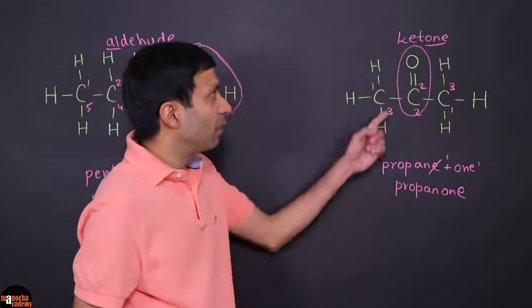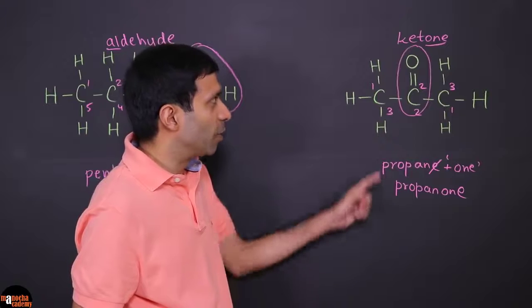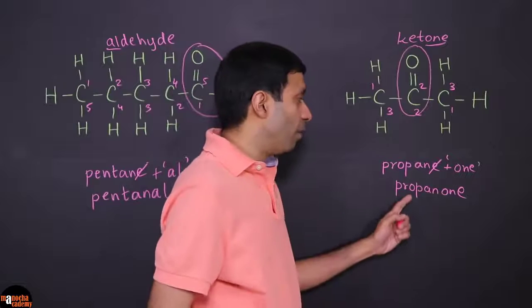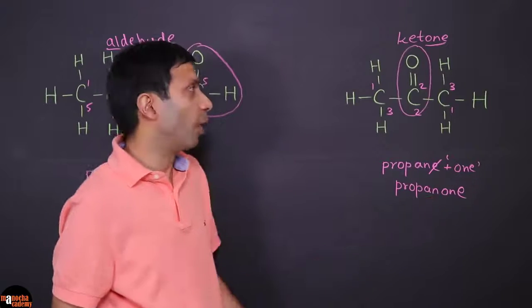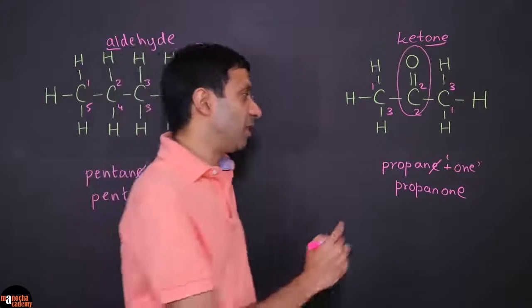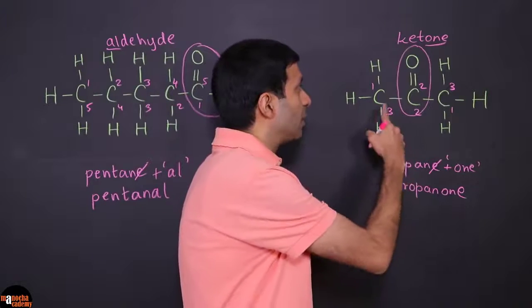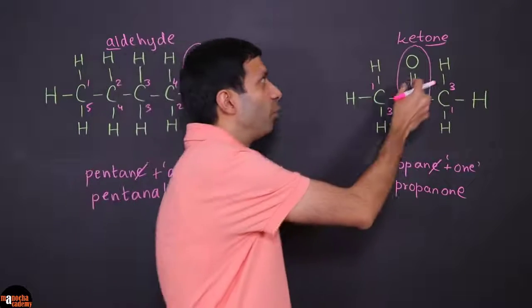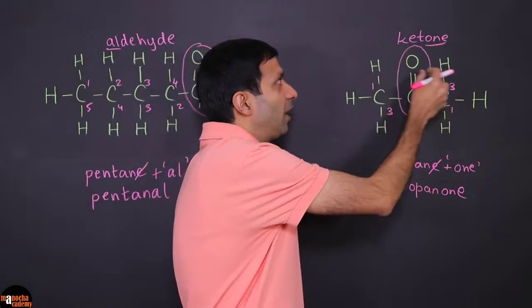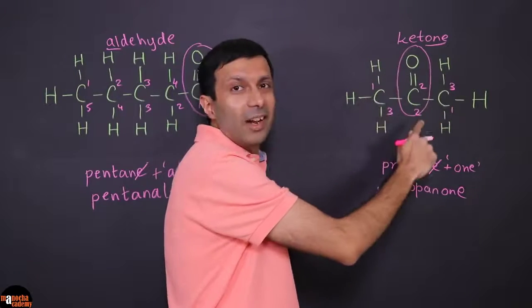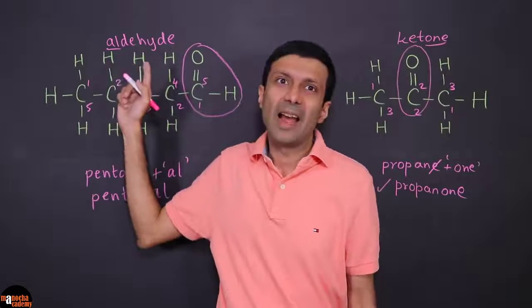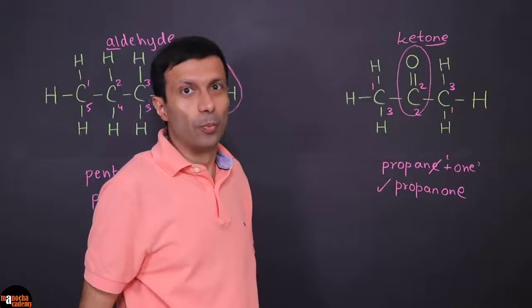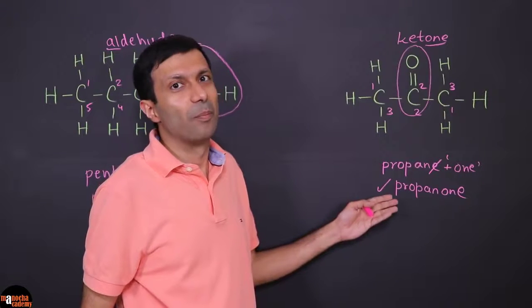Now you might be thinking we need to include the number also, right? Because the functional group is at position 2. So you might be thinking the name will be propan-2-one or 2-propanone. But no, the name is simply propanone. Why? Because 1-propanone or 3-propanone is not possible. If I move this ketone group to this side or this side, if it becomes on the end carbon, what will it become? It will be an aldehyde. So the only possibility with 3 carbons is 2-propanone. So we simply write it as propanone.